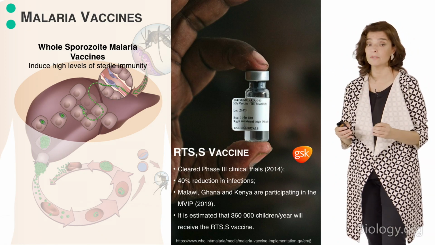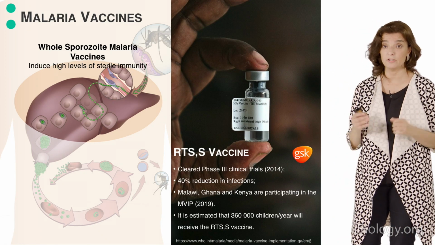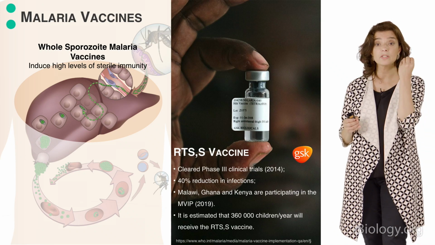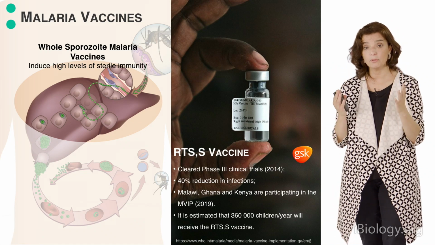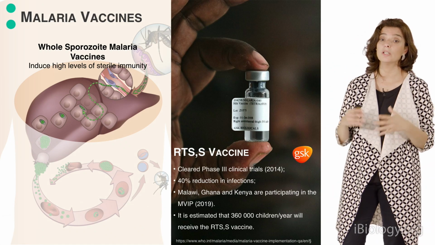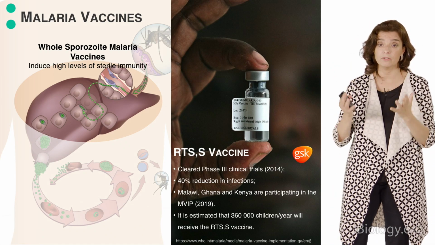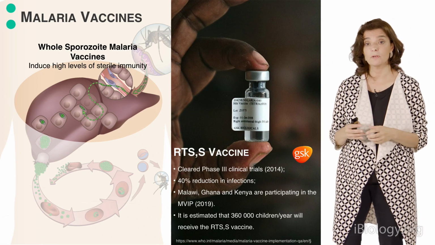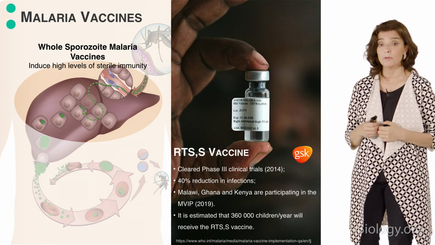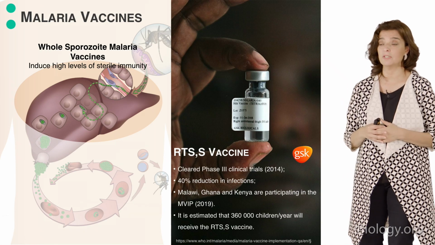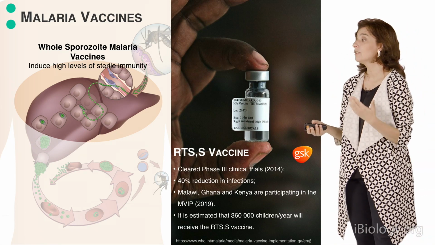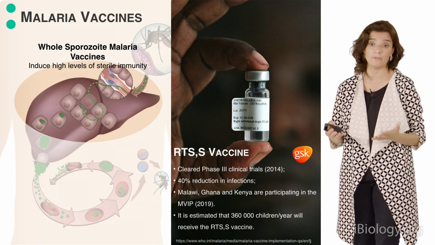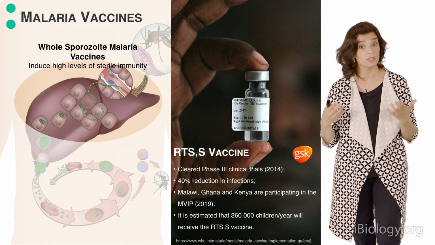This is a subunit vaccine that, for the pre-erythrocytic stages, uses one molecule that is a protein that covers the main surface of the Plasmodium parasites. It's called circumsporozoite protein, and is really the coat of these parasites. And it has been shown that in humans it leads to a 40% reduction in infections. So it's not a highly efficient vaccine.